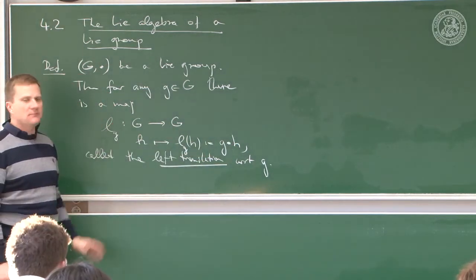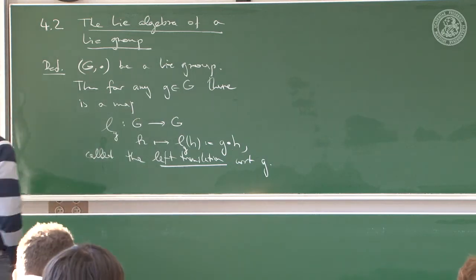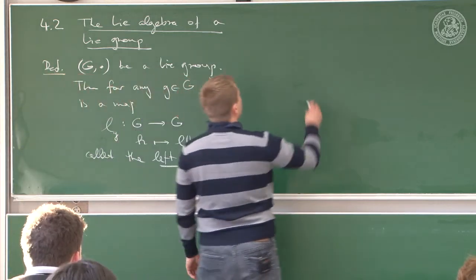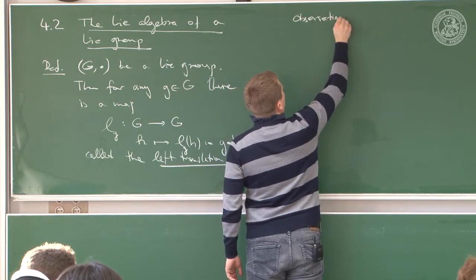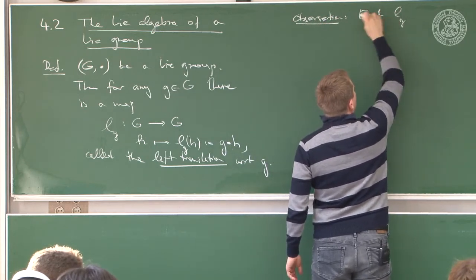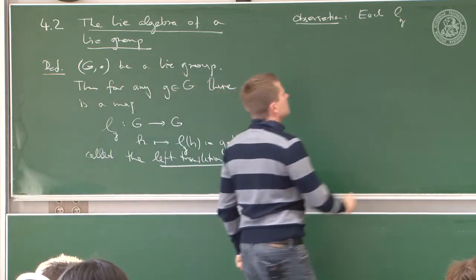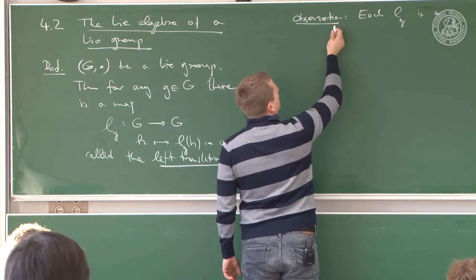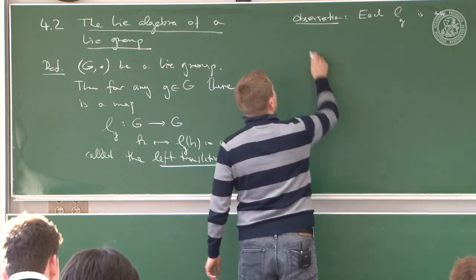But this is a map from the manifold, smooth manifold, into itself, and we're going to use this left translation map. Now, we make the following observation, namely that each L_g, the each referring to the choice of g, so whatever g you choose, each L_g is an isomorphism.